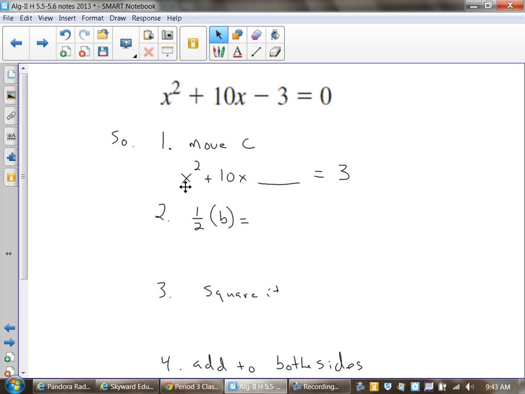When you guys are writing this out, when you first start these problems, obviously you have to add 3. So in the next line, when you write it, you do x squared plus 10x blank equals 3. Put that blank in there, because you're going to put something here in a minute. You just have to figure out what that is.